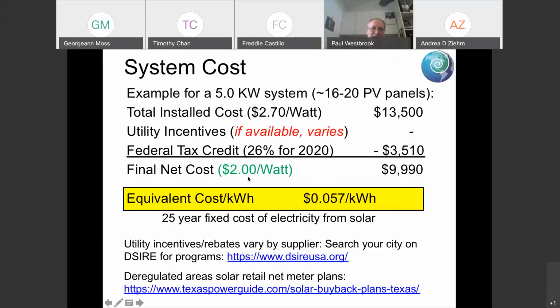So that ends up making the final net cost of that system just under $10,000, or right at $2 a watt. Now, if you assume that the system's going to last 25 years, you can calculate that you've basically just bought your electricity output for 25 years at about 5.7 cents per kilowatt hour, probably less than your utility is charging you.